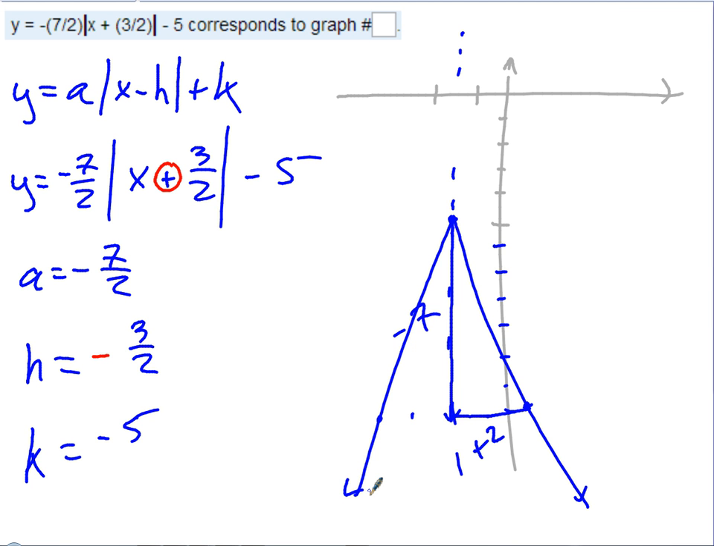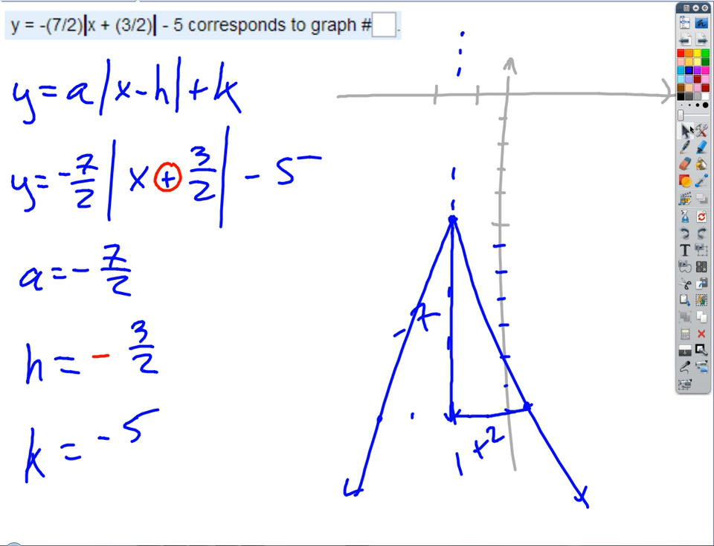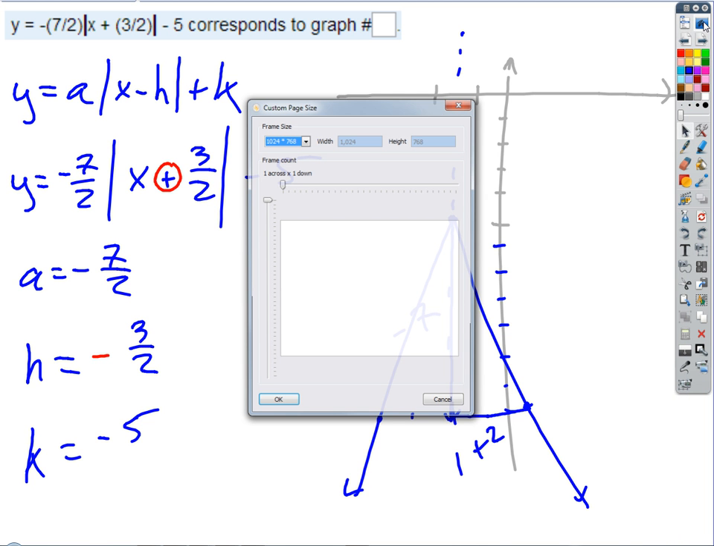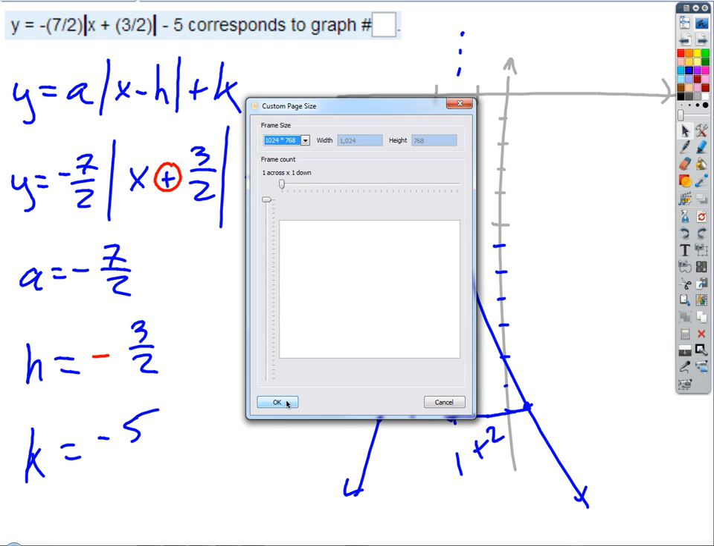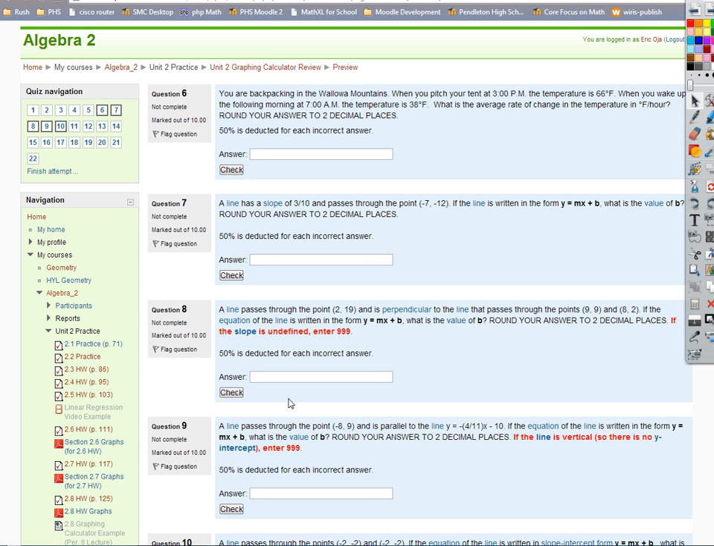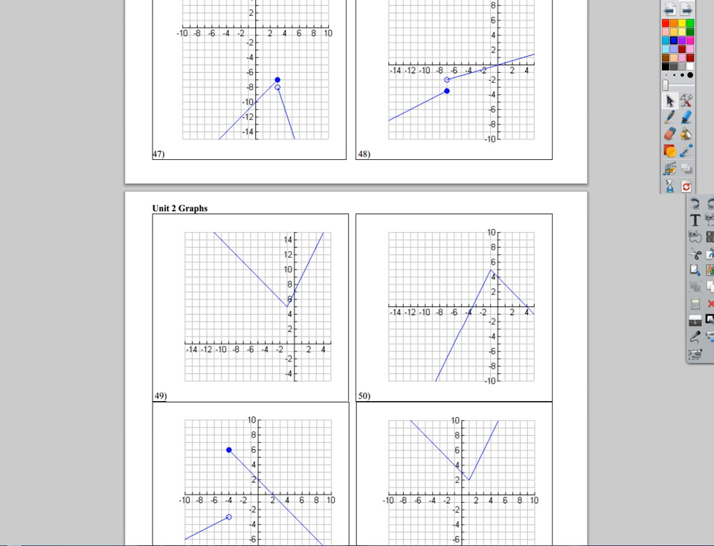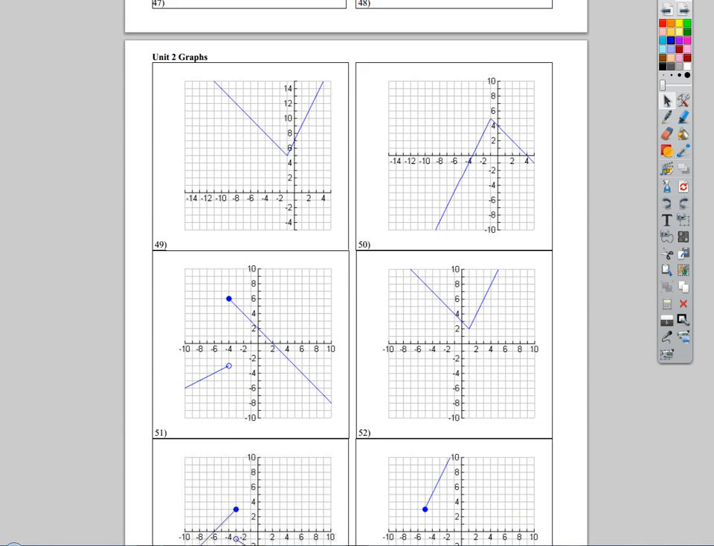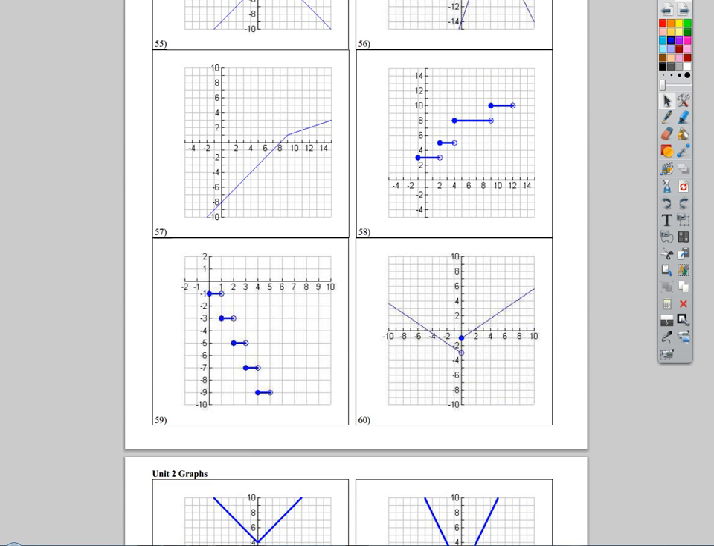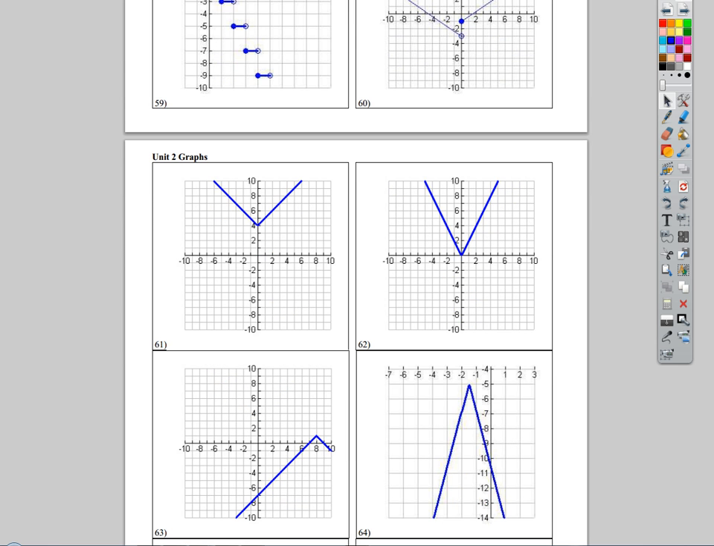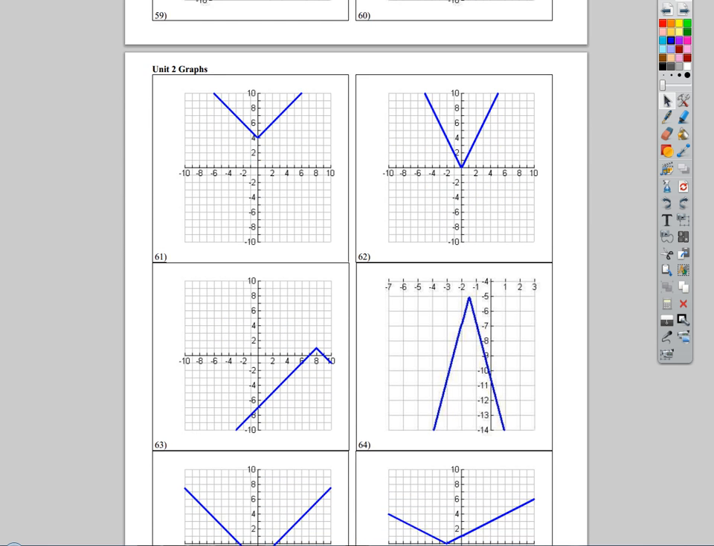Okay, so now let's find that graph. If I go down here, now notice these are all the piecewise functions. Below those are the V's, so those are the absolute value functions. So that's actually it right there, isn't it? That's it.